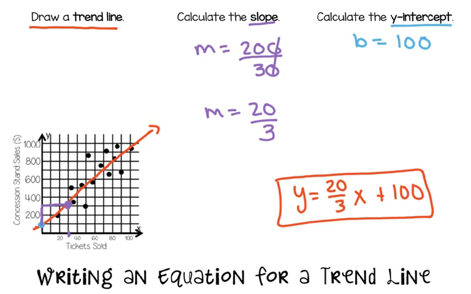So hopefully at this time, you understand how to create a scatter plot, how to determine its association, positive, negative, or no association, and how to write a trend line. We use this now to make predictions.